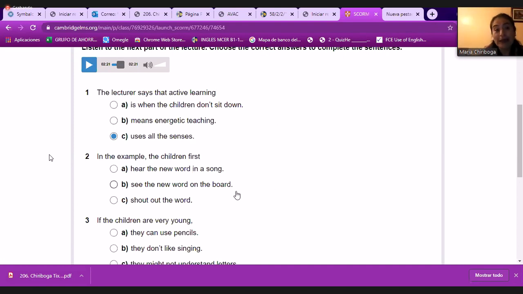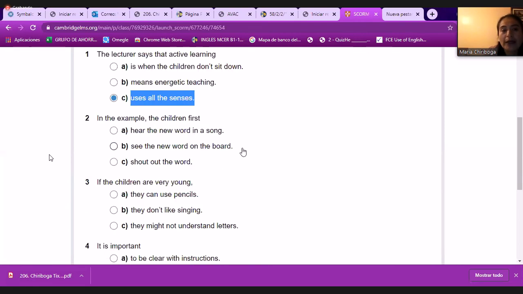So people have five senses. Number one, sight. Number two, smell. Number three, taste. Number four, hearing. And number five, touching. Yeah, and if you want to be an active learner, you have to use all five senses. Okay, excellent. I think you are right. Let's see the answer later, okay, because I haven't done this activity. This is my first time working with you.